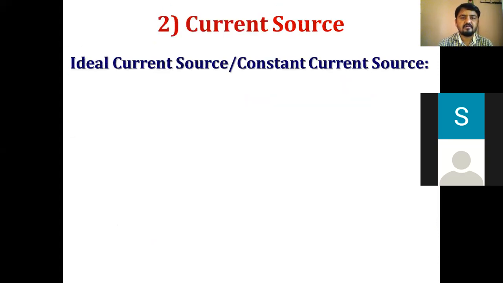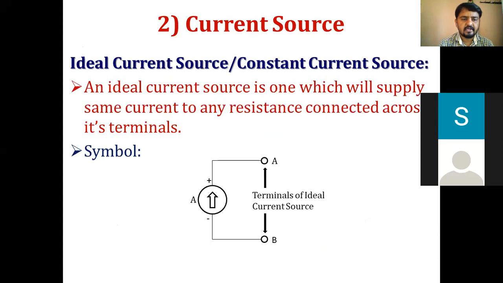Next we will go for the current source. Take number 2 heading, current source. In that, first take down ideal current source. Ideal current source or constant current source, you have to take down here. Take down the heading and listen first. First you listen, then I will give the time to note down.